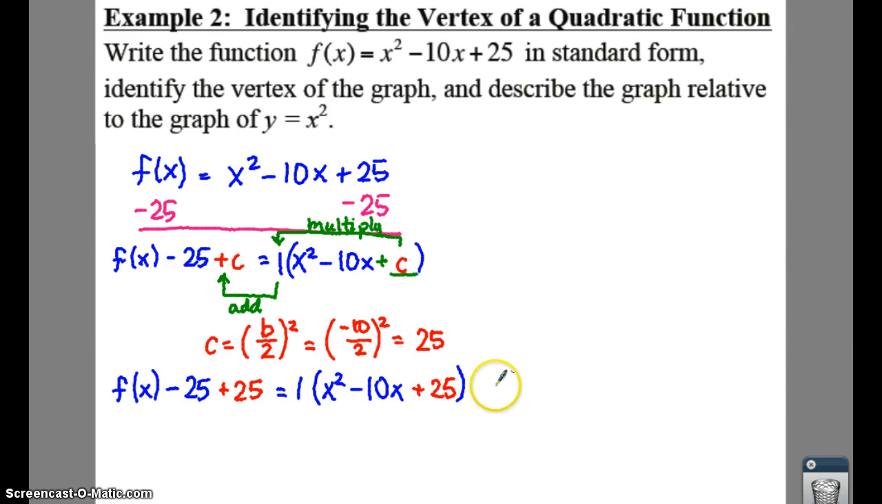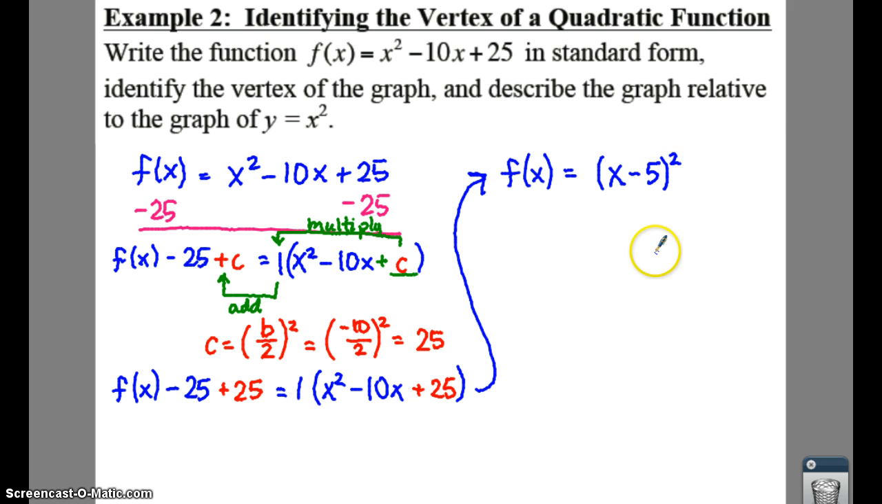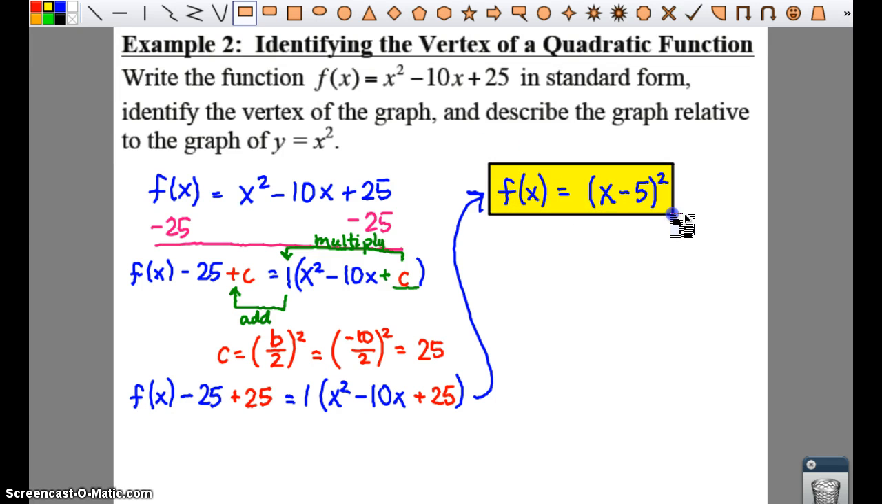So if we simplify this, we combine what's on the left. You have a negative 25 plus 25. Well, those cancel each other out. You just have f of x. That's going to be equal to, on the right, you need to factor this and write it as a perfect square. So this would be (x minus 5) times (x minus 5), or (x minus 5) squared. This is your standard form equation. Now, we don't have a number out here. That's okay. We kind of do in a way, actually.